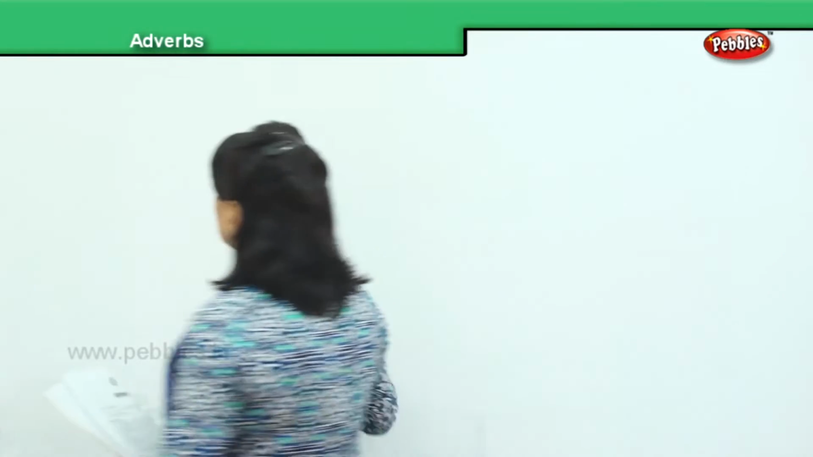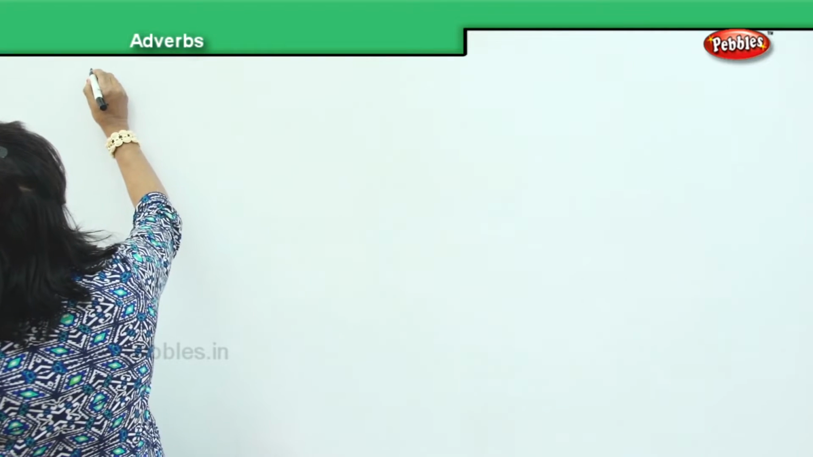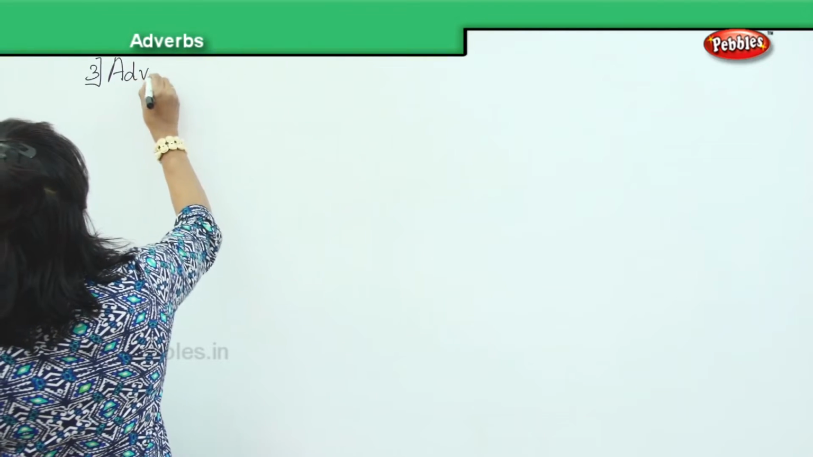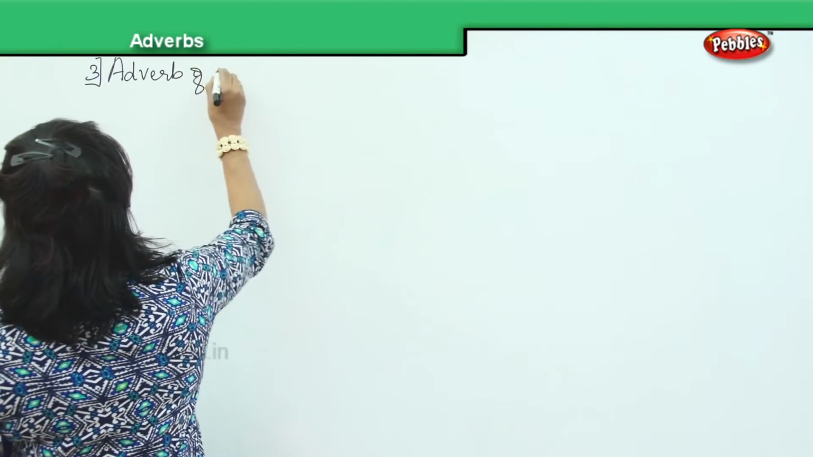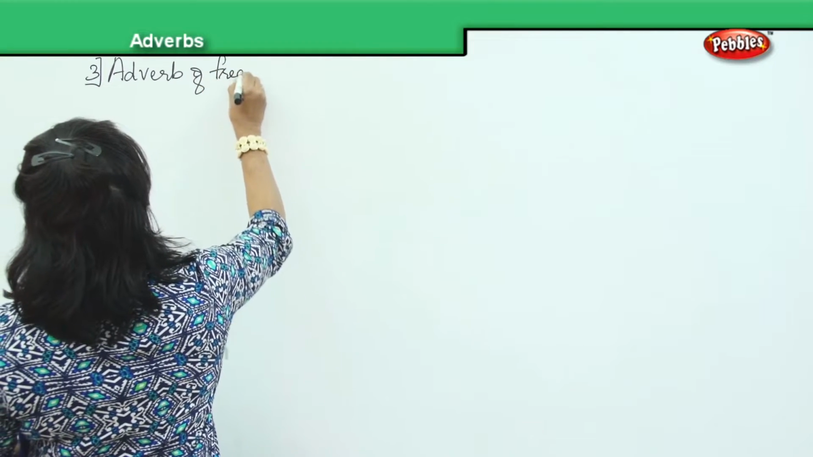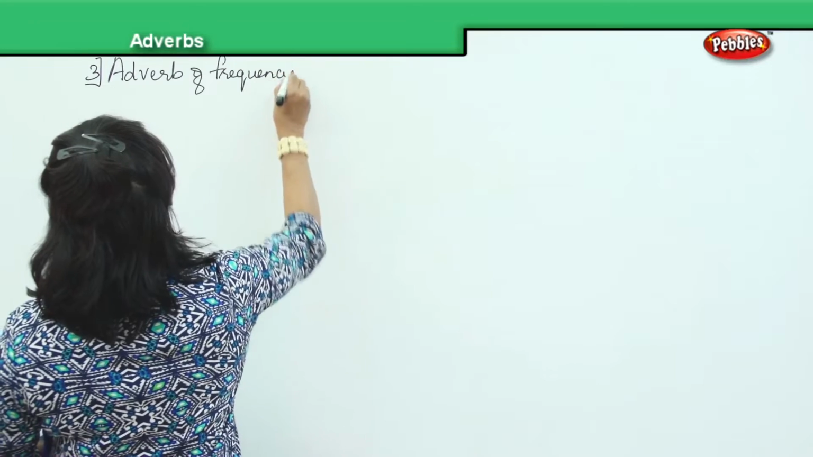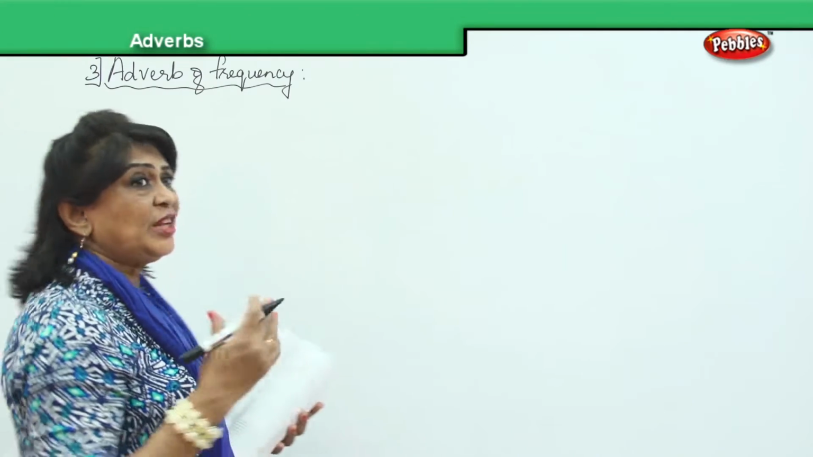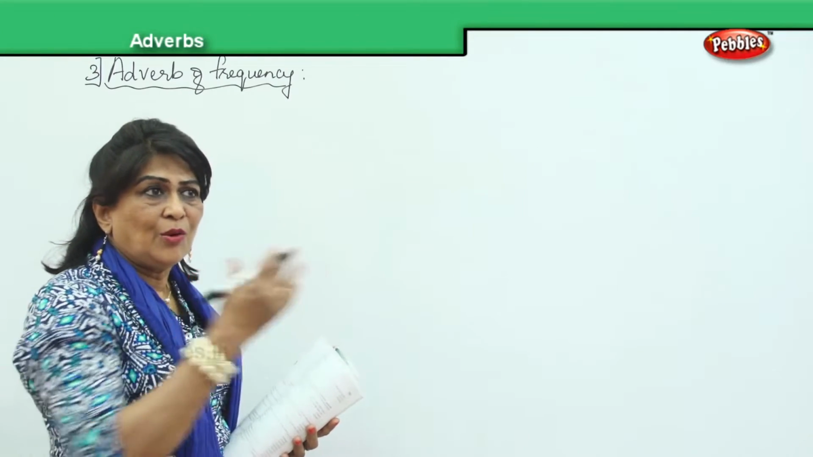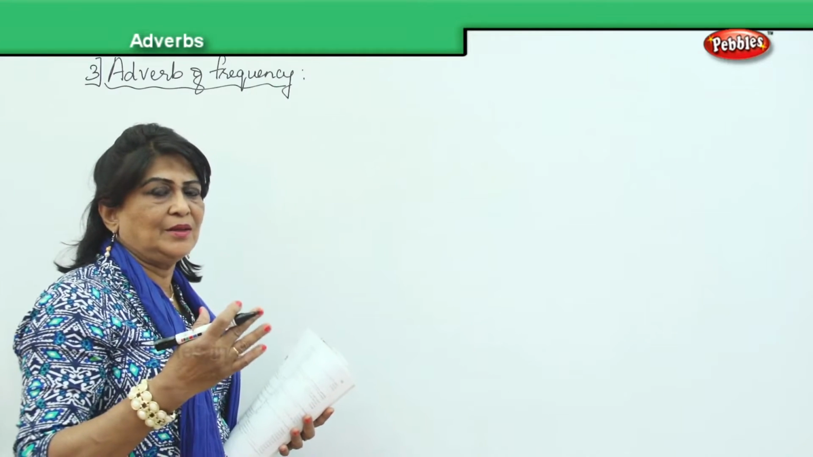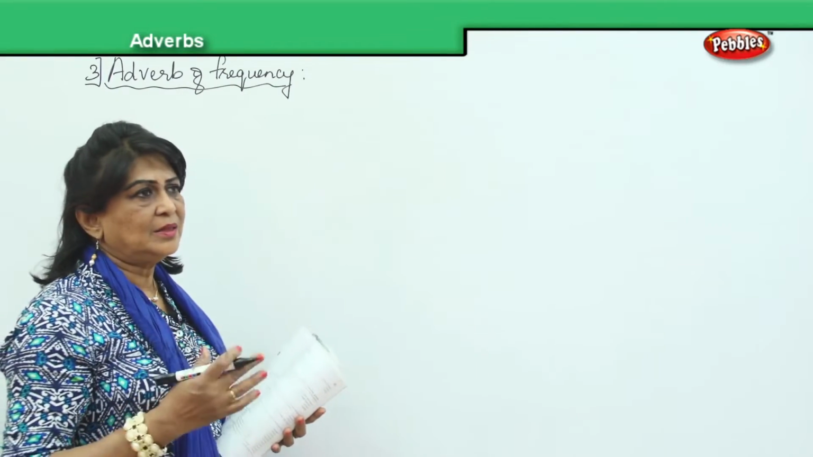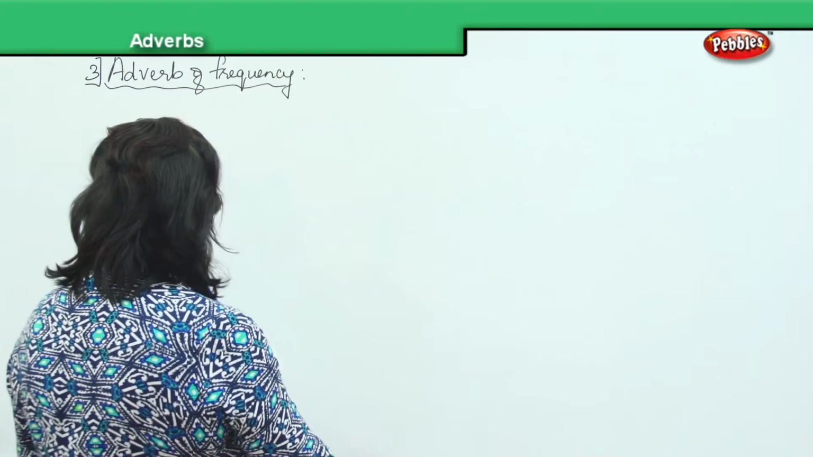Okay, now we are going to see the third and the fourth kind, adverb of frequency. Frequency as a word denotes how often something is done. The frequency of an action being conducted, we are going to see now. Adverb of frequency.